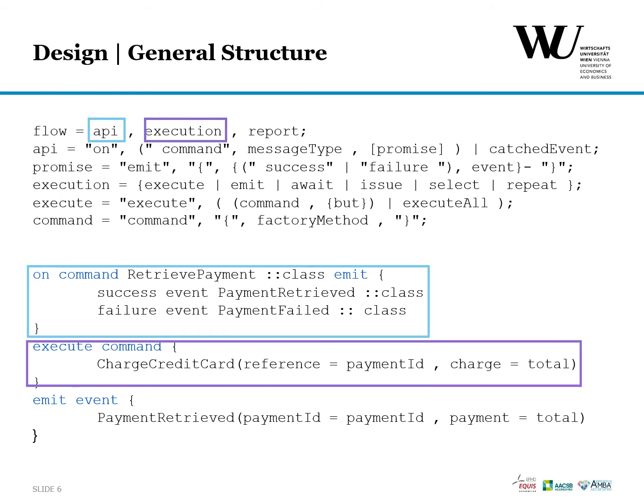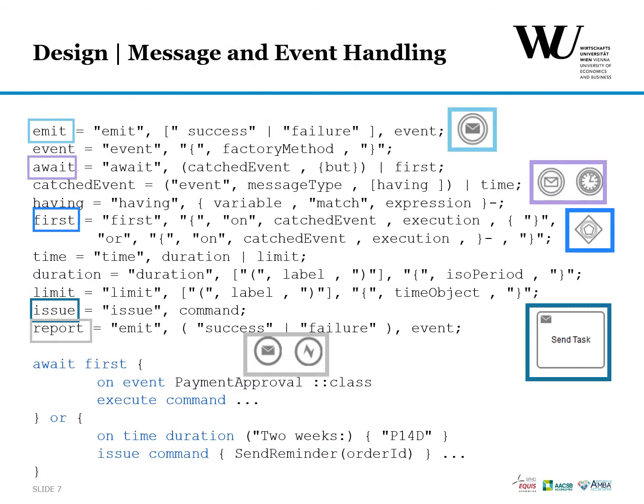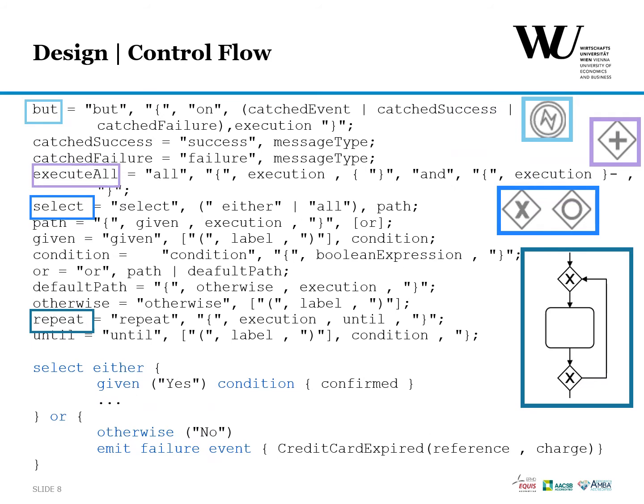The second and the main part is the execution, which contains all the activities and events that are taking place during the process. And finally, there is the report, which signals the end of the process by sending a corresponding message to the calling entity. Note that the type of this message is the same that has been defined in the API. As already mentioned, FactScript implements the various control flow structures that we are used to from BPMN, and even some BPMN is lacking. The control flow elements of FactScript are described in more detail in the full presentation.